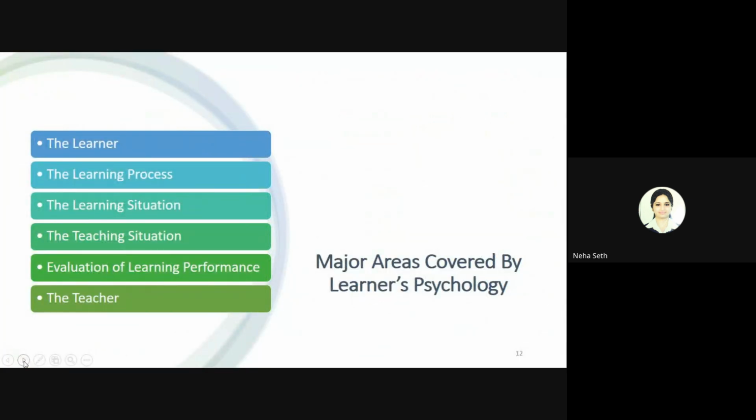Now, these are the major areas which are generally covered by learner psychology. Okay, there are six major. We may also call these the factors that affect the overall learner psychology. These are the areas which are covered when we are talking about learner psychology. The first one is the learner, which we are talking about since we have started this session. The learner is the student in our case. We need to know them. We need to know our students.